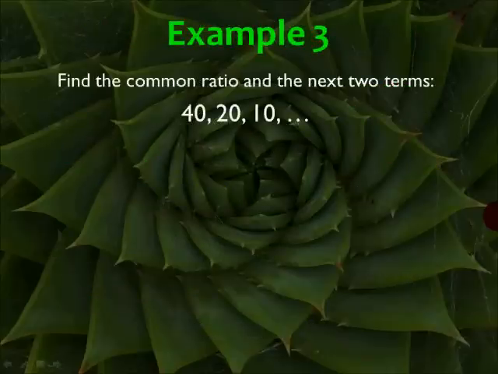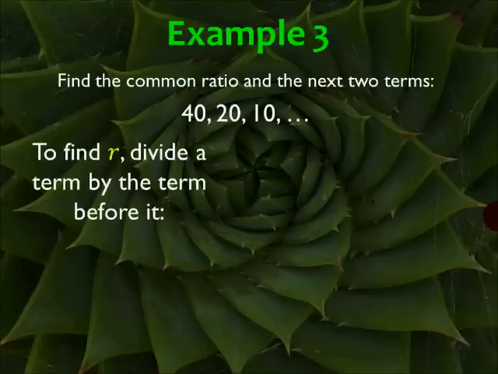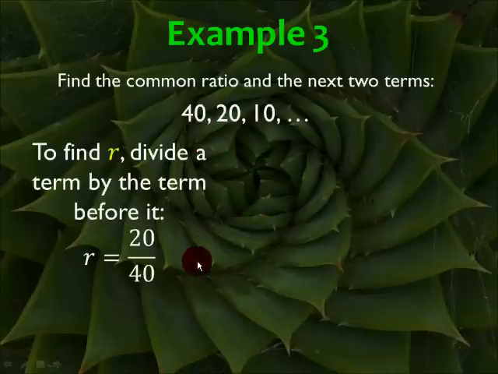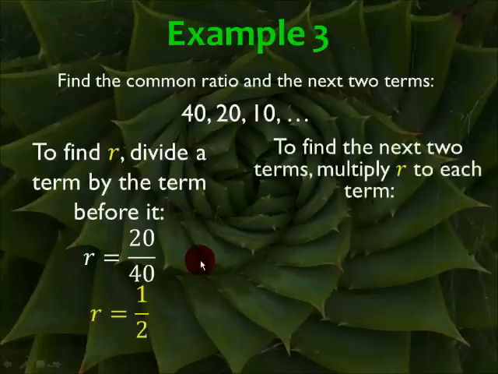Example 3. Find the common ratio and the next two terms: 40, 20, 10, and so on. To find R, divide a term by the term immediately before it. So let's use 20 and divide it by the previous term, 40. So R is equal to 20 over 40, or 1/2.